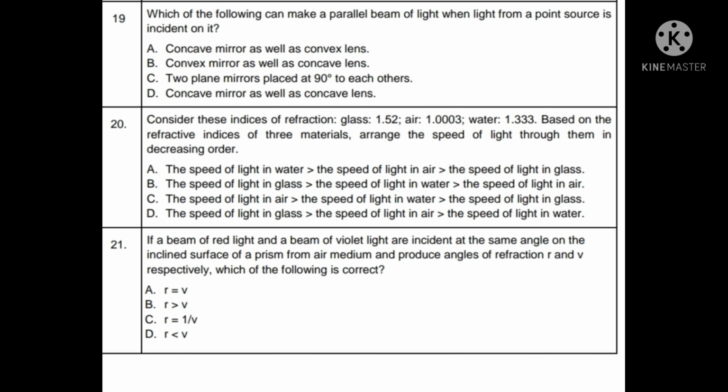Question number 21. If a beam of red light and a beam of violet light are incident at the same angle on the inclined surface of a prism from air medium and produces angles of refraction R and V respectively, which of the following is correct? Here the correct option is option D, R less than V.